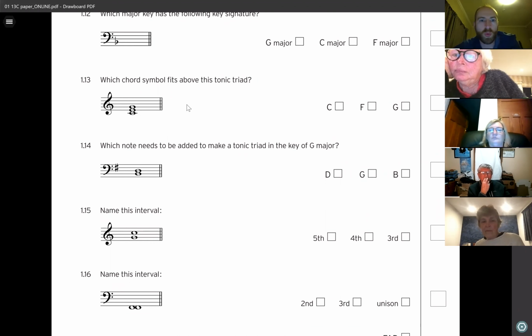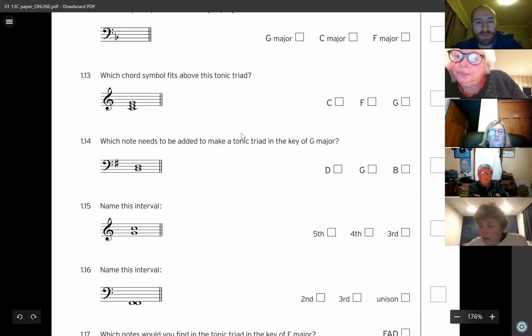Which chord symbol fits above this tonic triad? So is it C, F, or G? It's a C chord, right? C, E, and G. G major.